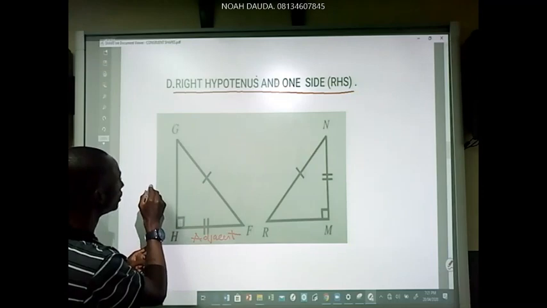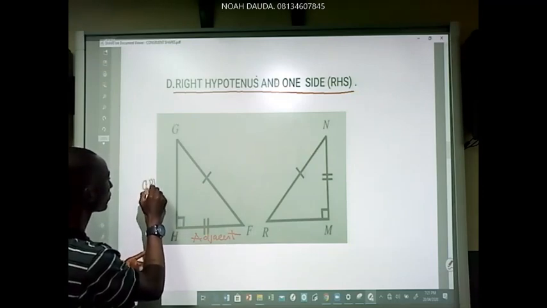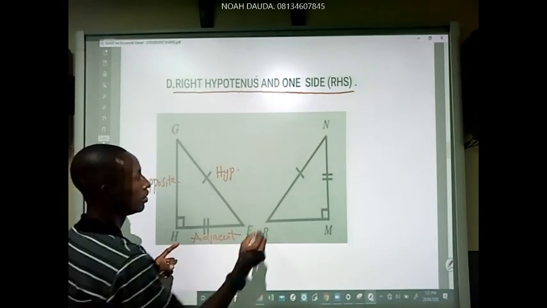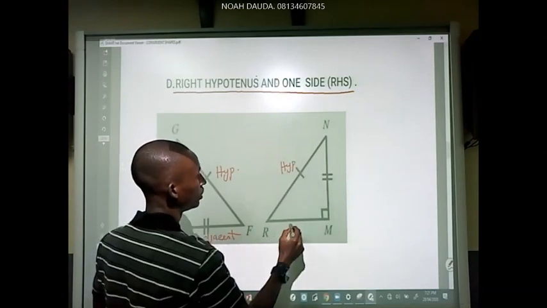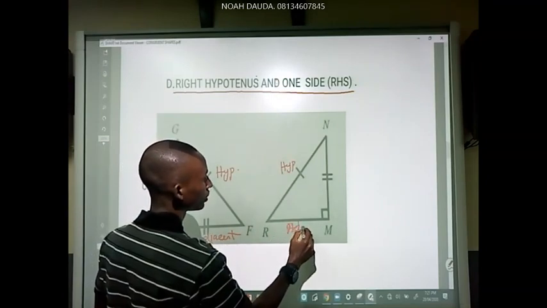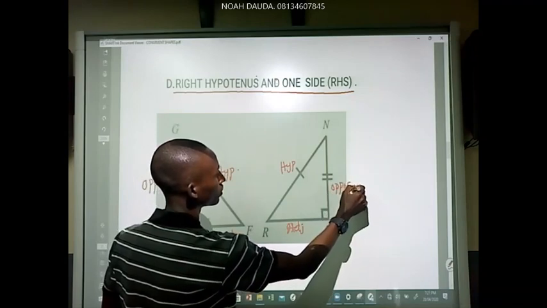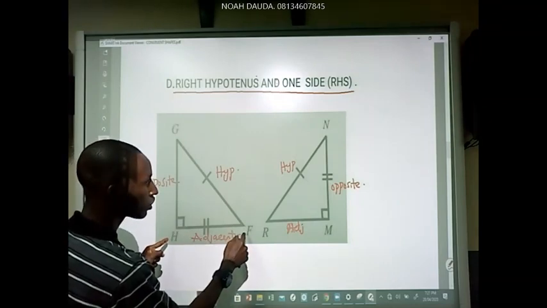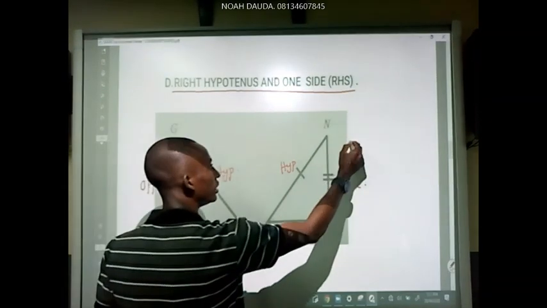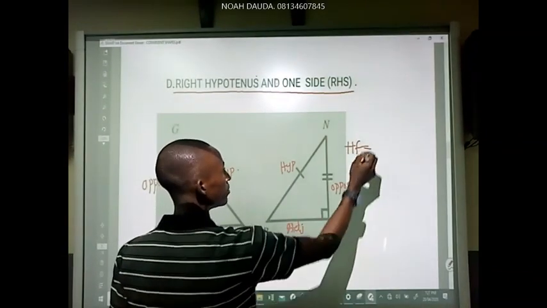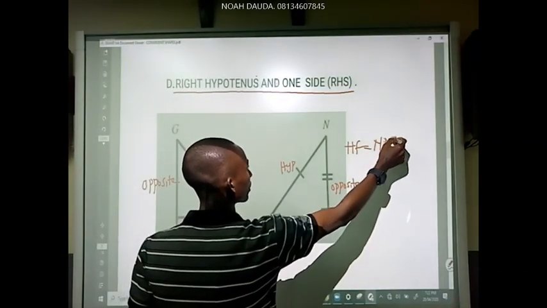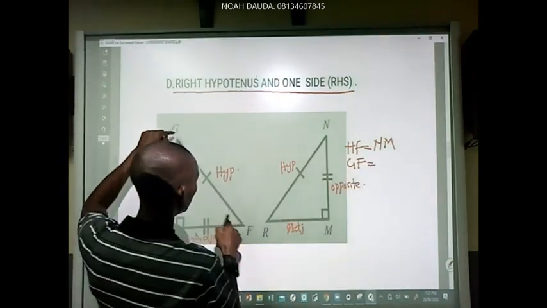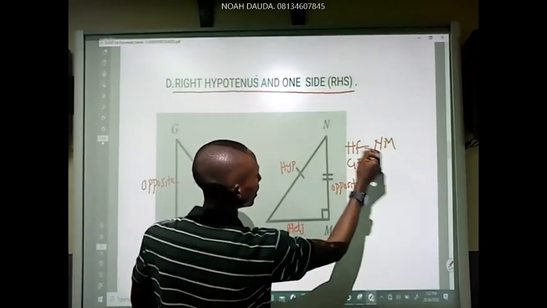This is actually your what? Opposite. And this is my what? Hypotenuse. Now, the same thing applies here: your hypotenuse, your what? Opposite, your adjacent. Then let's call this the opposite. Now, having said that, since this line HF is also equal to NN, your HF is equal to what? NN. And at the same time, your GF is equal to your what? NR.